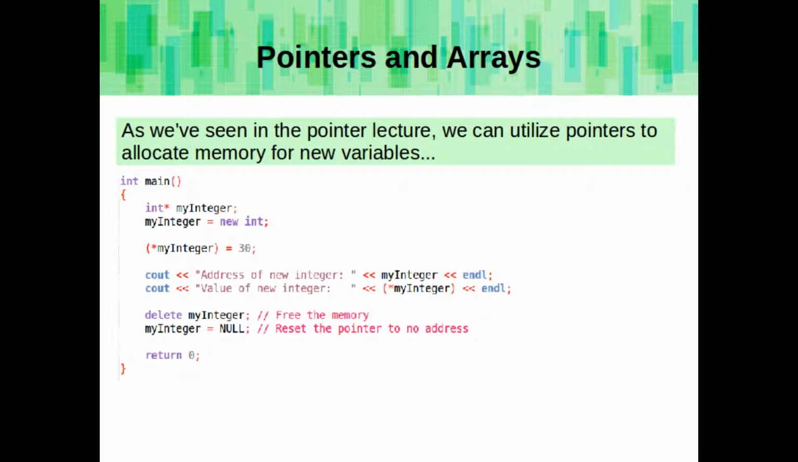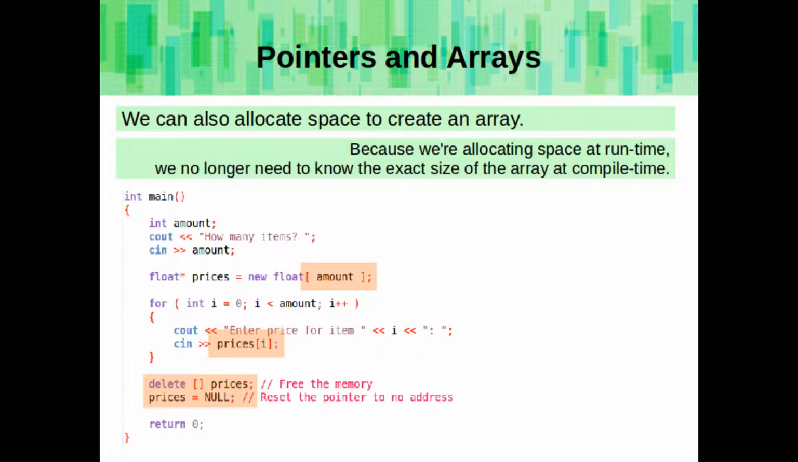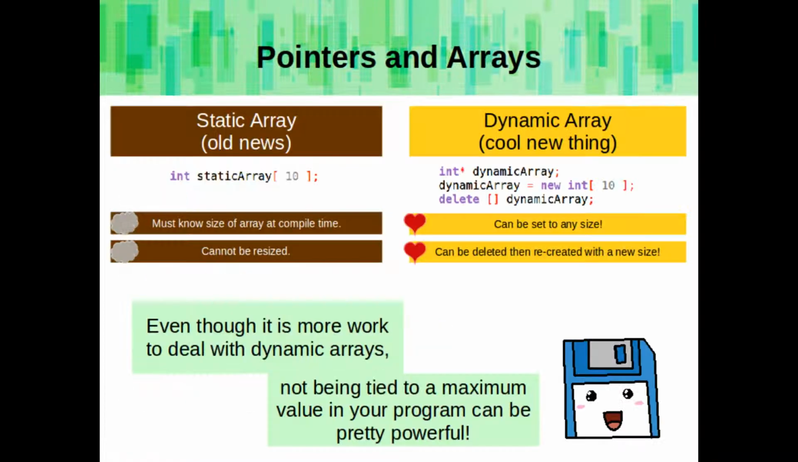As we've already seen in the pointer lecture, we can utilize pointers to allocate memory for new variables. We can also allocate space to create an array. Because we're allocating space at runtime, we no longer need to know the exact size of the array at compile time. So up until now we've been using static arrays. For static arrays, we must know the size of the array at compile time, and we can't resize it.